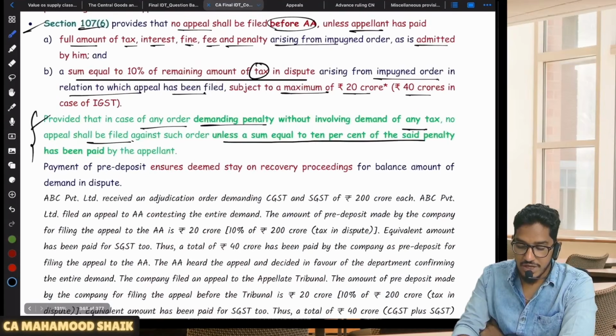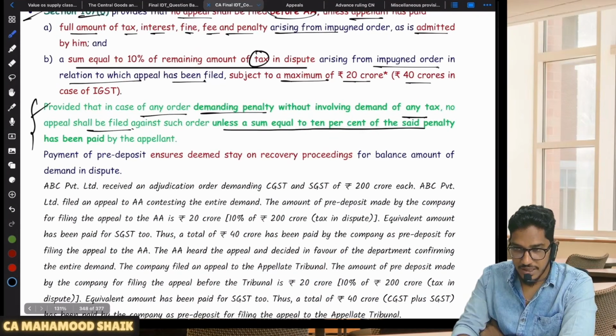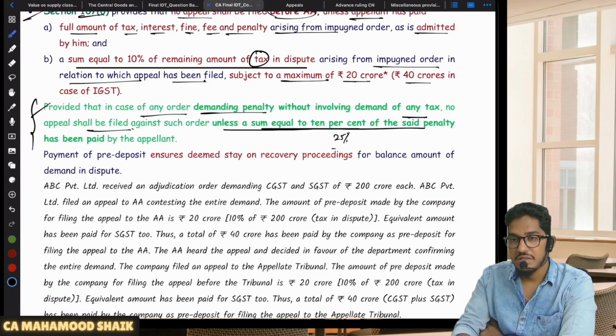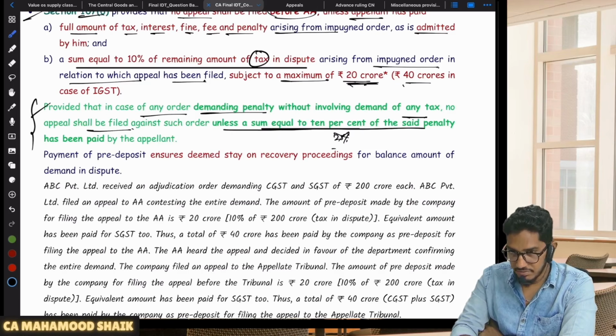So whenever you are challenging an order which contains only penalty, you have to make a pre-deposit equal to 10%. Previously this was 20%. And even these limits used to be higher. Now we have 20, 40. Previously, they used to say 25, and those things used to be there. But now they have streamlined it. So mostly the questions will be from here only.